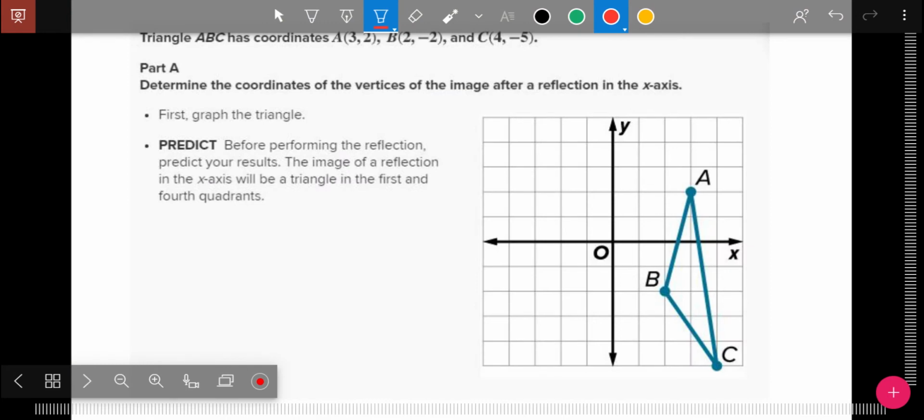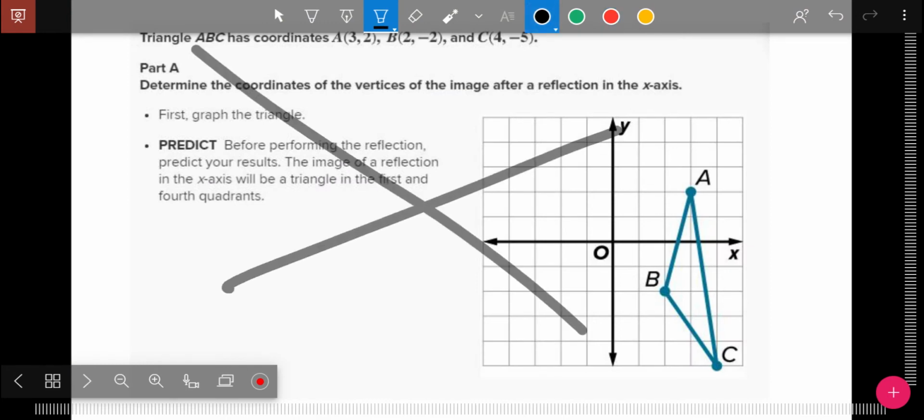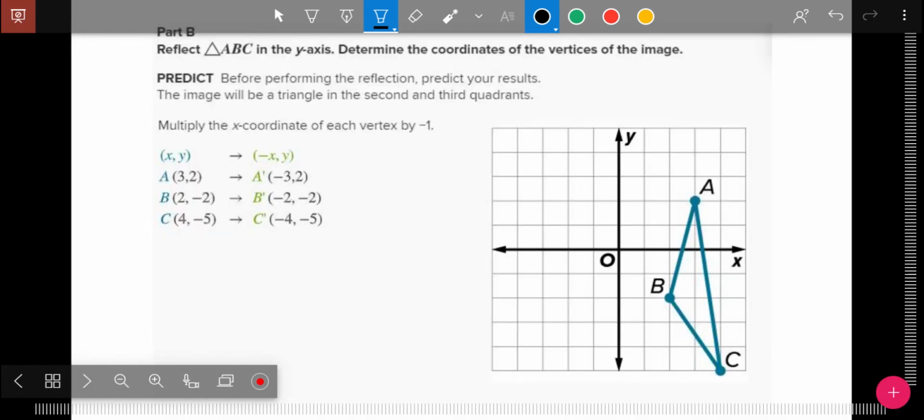I'm actually going to skip part A of this example. Now, I am going to use these points, (3, 2), (2, -2), and (4, -5), but we're going to look at part B. Right? And so notice here they took all 3 of those points. A is at (3, 2), B is at (2, -2), and C is at (4, -5). And now we said we want to do a reflection in the y-axis. So I had to go, okay, what's my rule for that? Well, this is my rule.